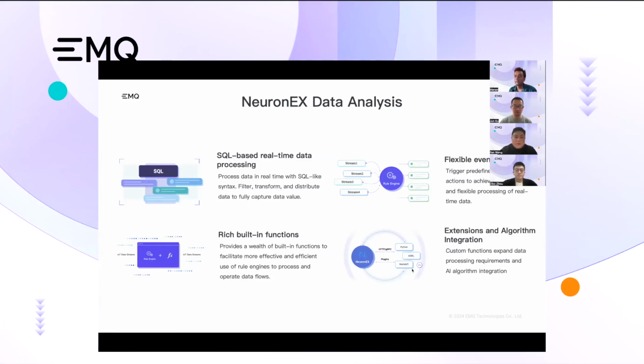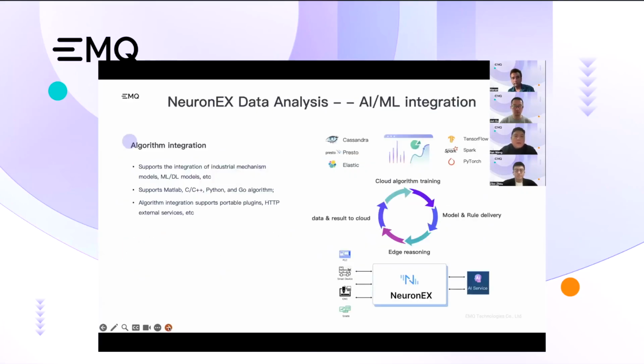Go to the next page. AI and machine learning are very popular in our industry right now, and we can leverage NeuronEX as a runtime platform to run algorithms and integrate with machine learning and AI models. We provide MATLAB, C++, Python and Golang algorithm integration capabilities, so that we can integrate all kinds of AI models on the edge side and do the data processing there.